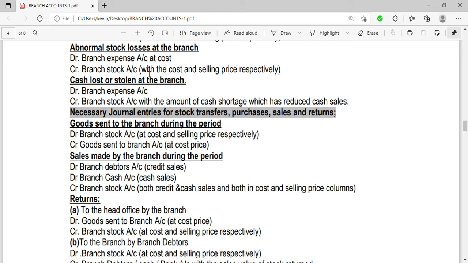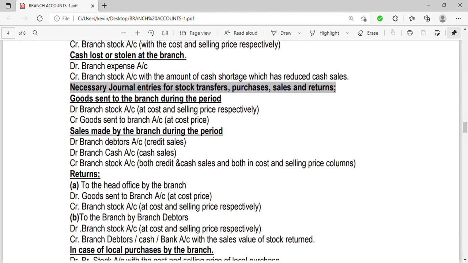Then in case of cash lost or stolen at the branch, we debit the branch expenses account, because expenses are increasing. Then we credit the branch stock account with the amount of cash shortage, which has reduced cash sales. Then the necessary journal entries for stock transfers, purchases, sales, and returns.